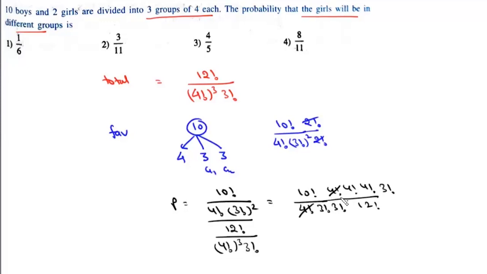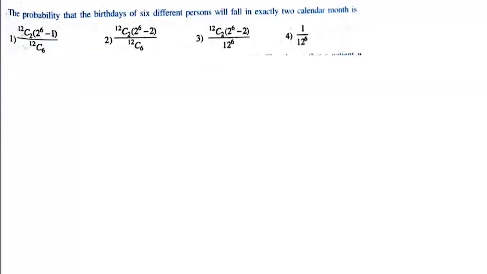Now factorial 4 will cancel, factorial 3 will cancel. Now this is 3 into factorial 4, we'll have 4 here, and this is factorial 10, it will be this 12 into 11, and factorial 4 is 4 into 3 into 2. Now here 12 will cancel. So this probability will be simply 8 by 11, and that's your option 4.